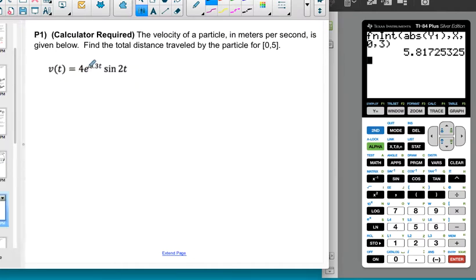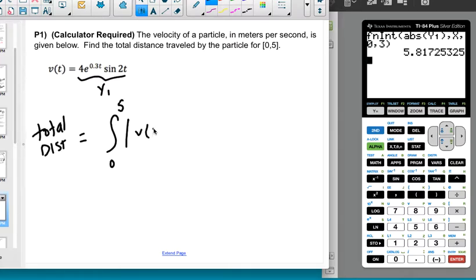All right, so try another one with a calculator, right? Again, you're finding the total distance traveled from 0 to 5. So if I were you, I would put this in as y1, right? Your total distance is going to be the integral from 0 to 5 of the absolute value of v of t dt. They called it v of t, so you're allowed to call it v of t in your work. If they didn't call it v of t, if they just said the velocity is given by this statement, then you would have to write the entire statement in.